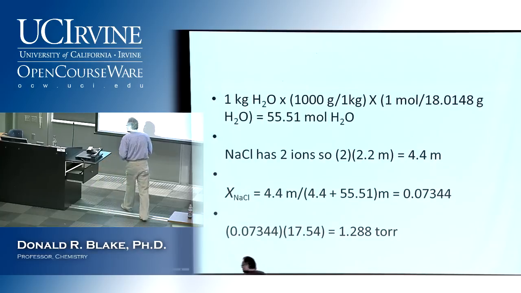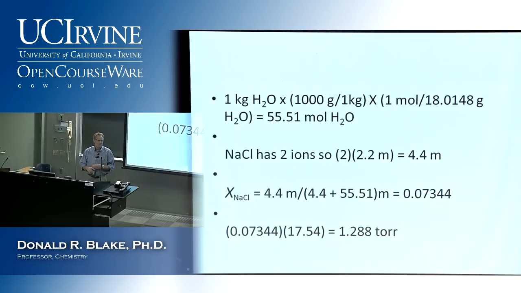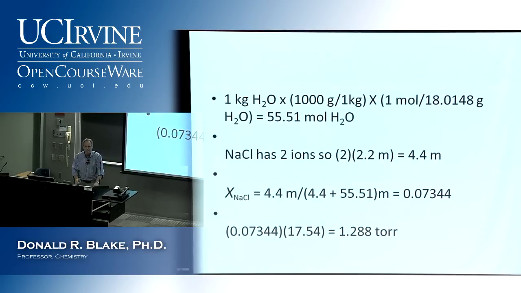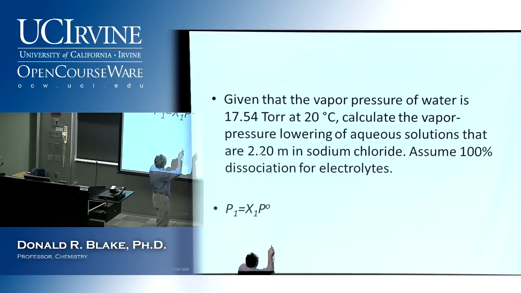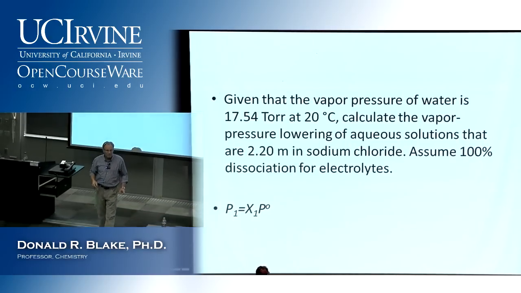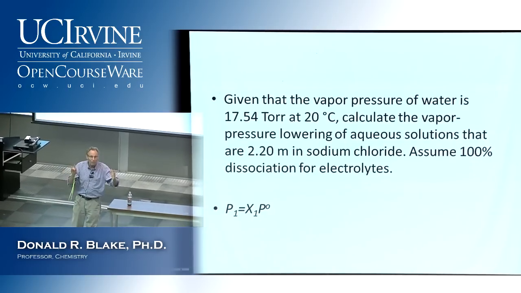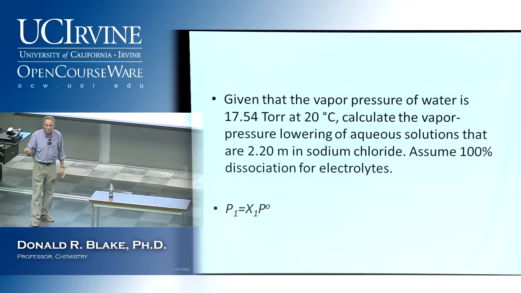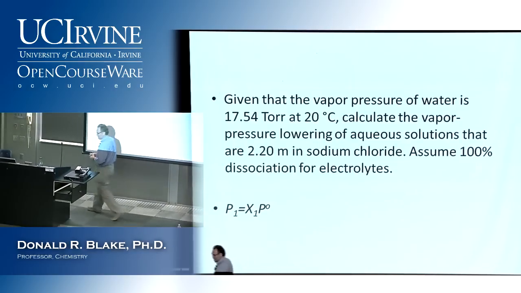Now, so what's the problem with this? Okay, because it was given, you've got 2.2 molal, right? The definition is that you've got 2.2 moles per kilogram of water. That's the definition. Now it seems simple, right? So now you got that. All right. So that's where the 1,000 grams came from.